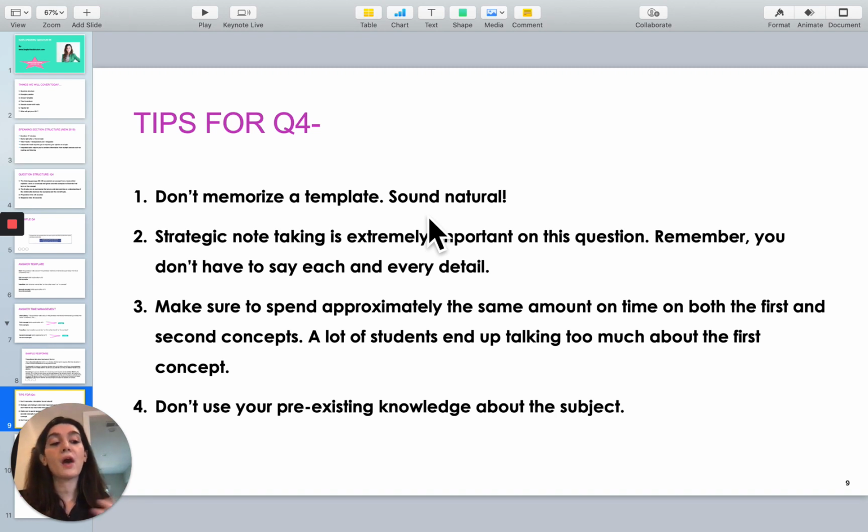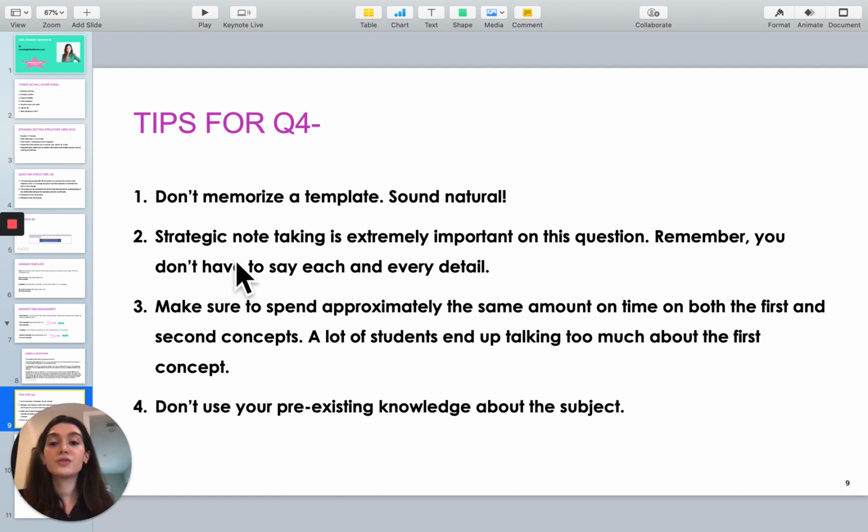And even if you have memorized it, make sure that you manage to sound natural and not robotic when you're answering the questions, because usually when we have memorized something, we sound very robotic, and it has no rhythm to it. So don't do that.